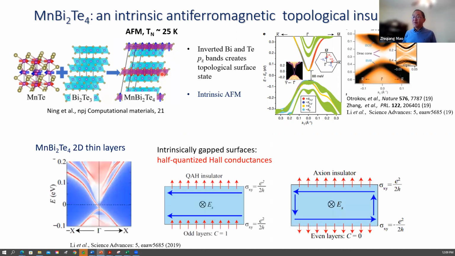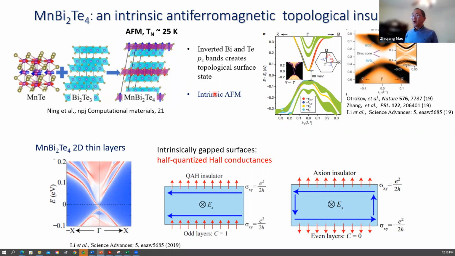And theory further predicts that if this material can be reduced to 2D thin layers, it could realize new topological quantum states, including the quantum anomalous Hall insulator and the axion insulator.